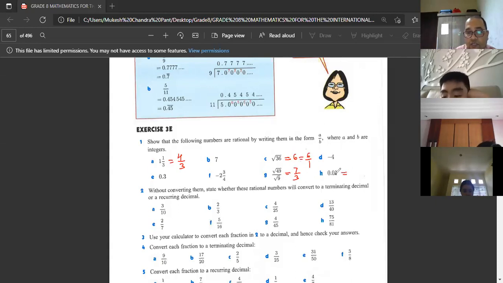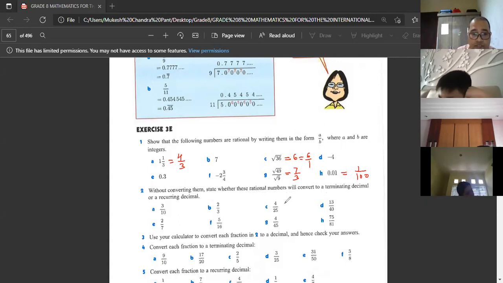So it becomes rational, because it is a perfect square. If you look at this one, it is a decimal. What type of decimal is it? It's terminating, because the division finishes at the second place. So you can write it as 1/100. That's why it's rational.